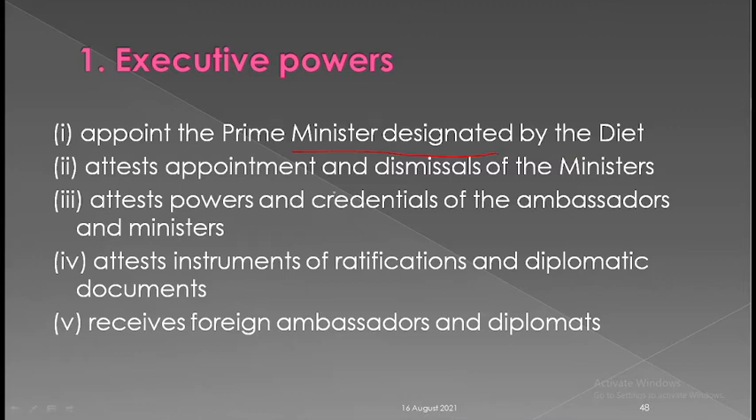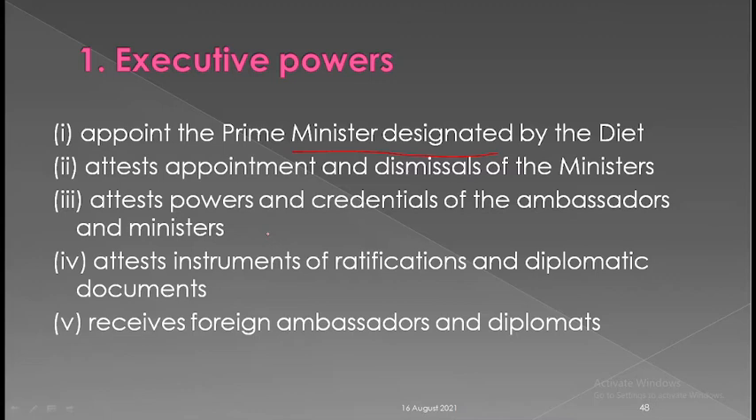Again, he has to attest the appointment and dismissal of ministers. For example, if a particular person is appointed as a minister or dismissed from his post, the emperor has to give his signature. Similarly, he also has to attest the powers and credentials of ambassadors and ministers. All the credentials of the ambassadors, diplomats, and ministers should be attested by the emperor. But all these things have to be done with the aid and advice of the prime minister or cabinet only.